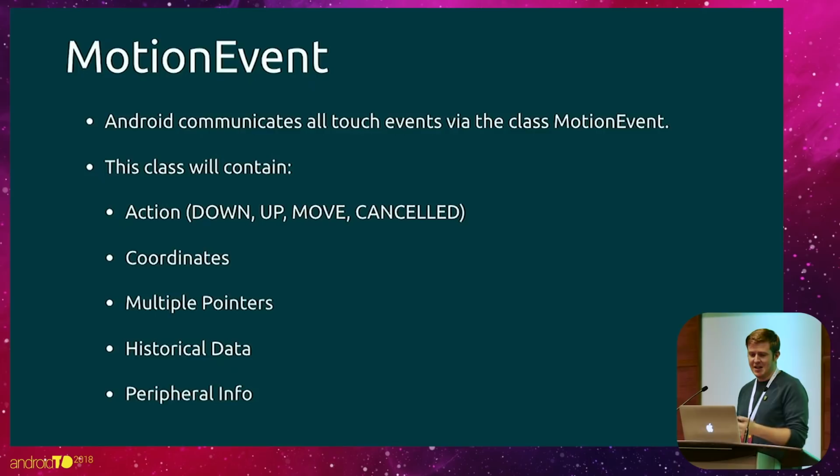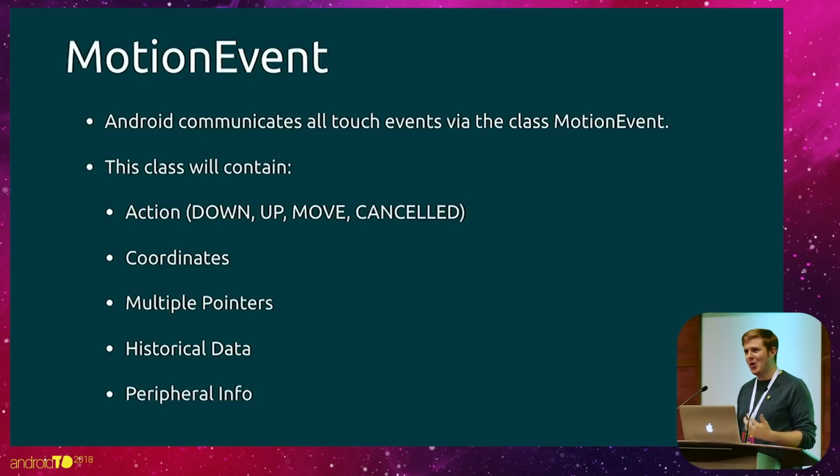actually pretty straightforward. This class will contain an action, like up, down, move, canceled, and some coordinates, where the touch event happened. It can also have multiple pointers. It can have historical data. The multiple pointers are for if you have a multi-touch gesture.